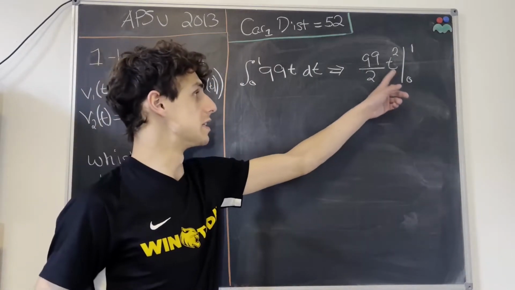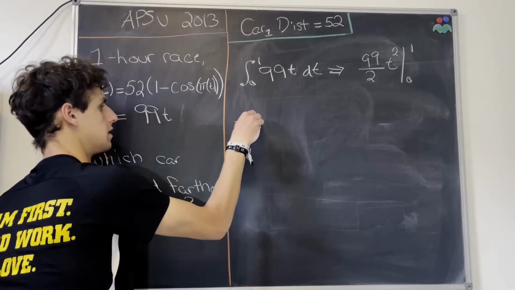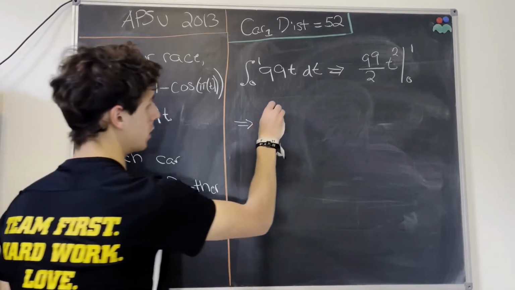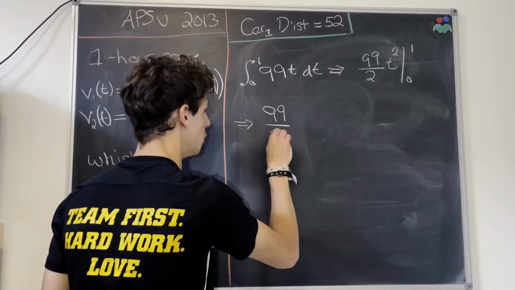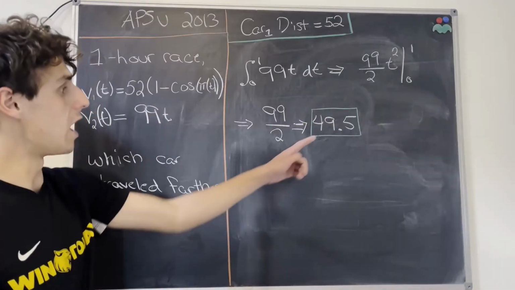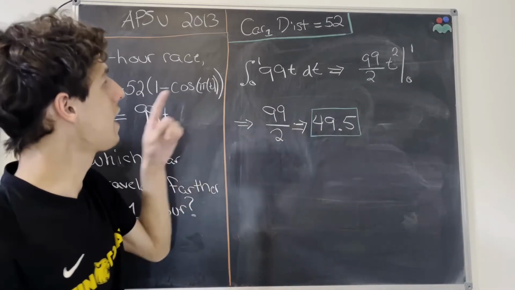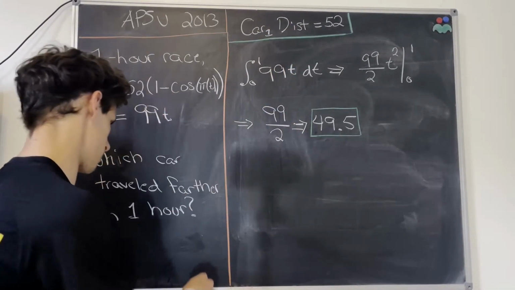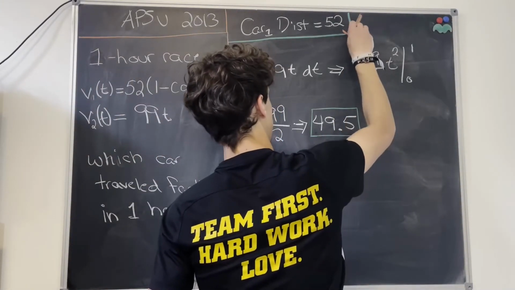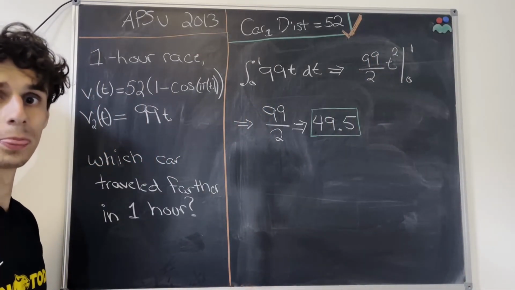Plugging 0 into t here, we get 0. So we're only worried about when we plug 1 into t. And plugging 1 into t squared just gives us 1 squared. So we are left with 99 over 2, which is 49.5. But now look, we have our answer because the second car traveled 49.5 units of distance and the first car traveled 52 units of distance. We know that the first car traveled a further distance than the second car in this first hour. And that's enough for now.